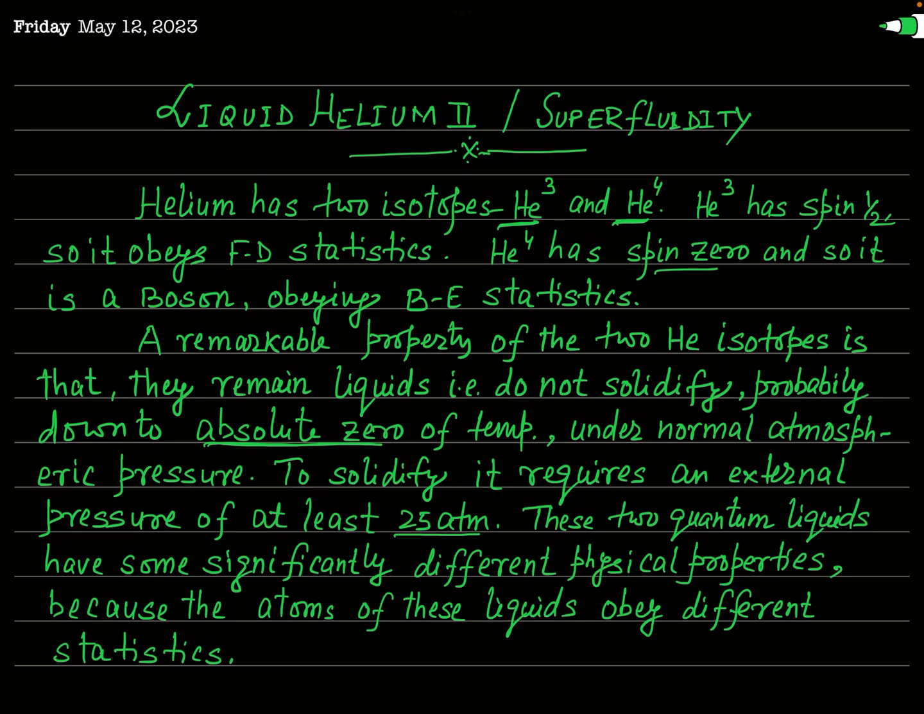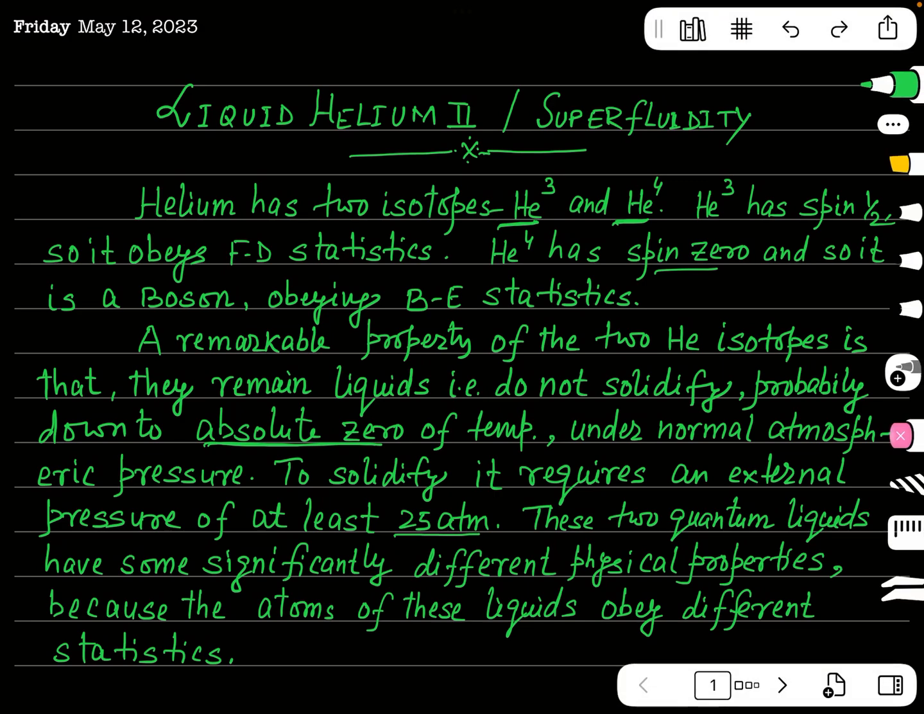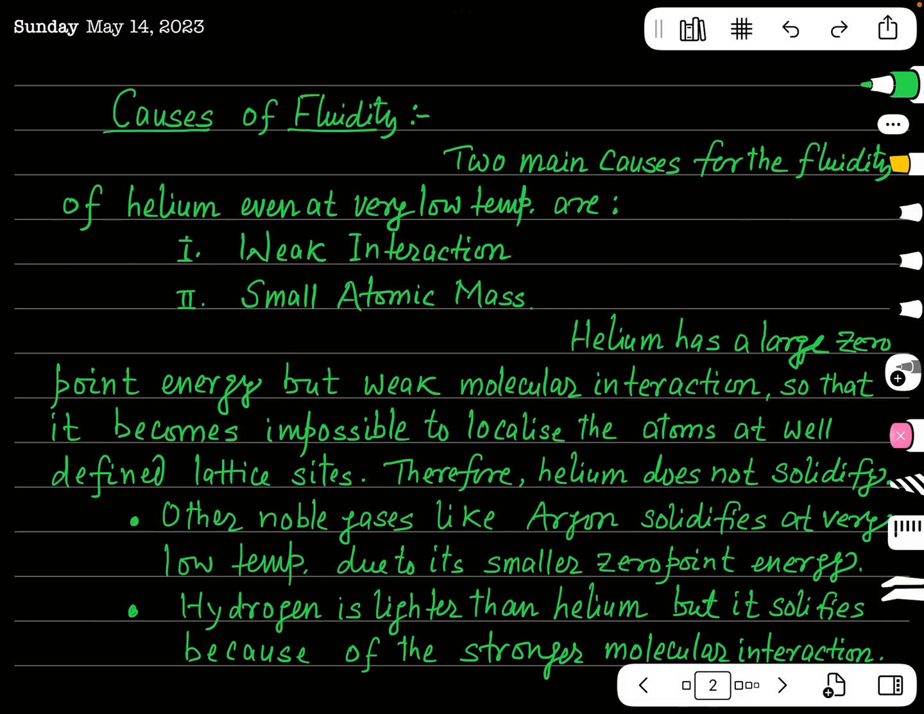Actually, He3 liquid is just a normal liquid, but He4 liquid has two phases. In the first phase it behaves as a normal liquid, but in the second phase it possesses some strange properties which are not found in any normal liquid. And the transition of helium liquid from one phase to another is a second order phase transition. So this is also a problem of phase transition, that is, second order phase transition.